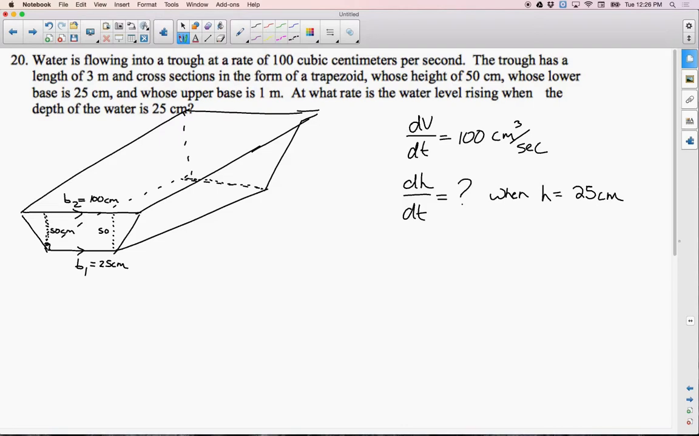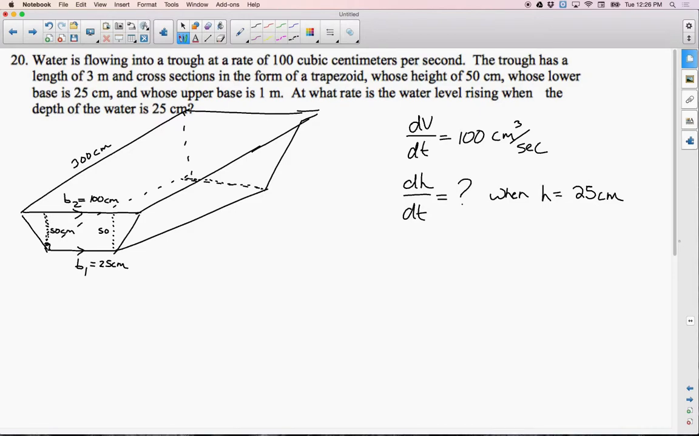All right. So the length of the trough is what? 3 meters, which is 300 centimeters. Are you with me? How do you know that? They told us the trough has a length of 3 meters, and its cross sections are trapezoids. So if you take a slice of the trough, you're going to get a trapezoid.